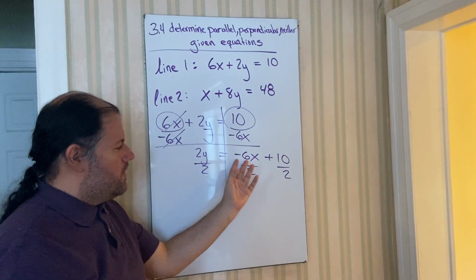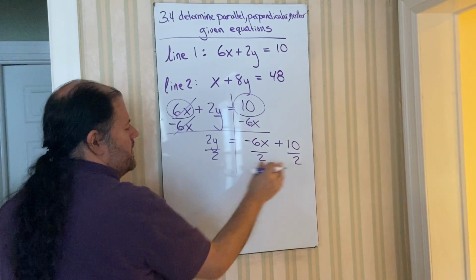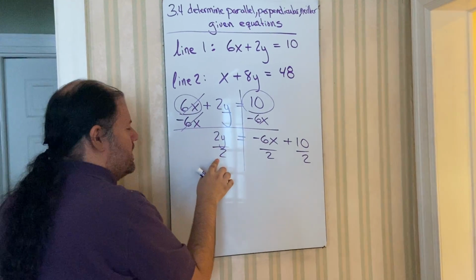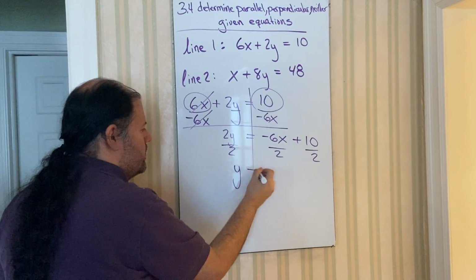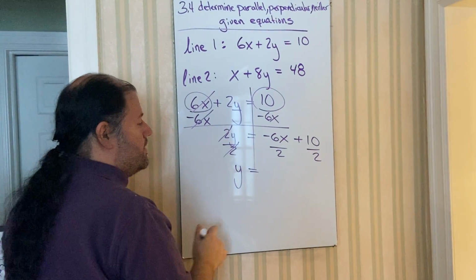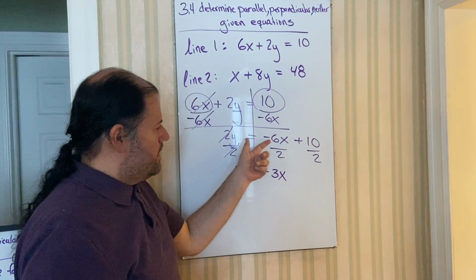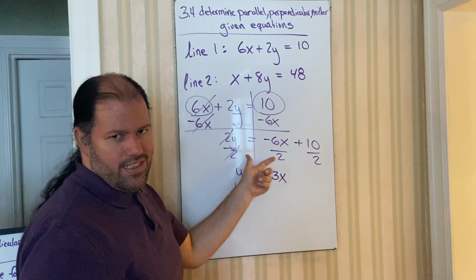So this is one term, this is your second term. That's why there's 2 2's here. So 2 divided by 2, you know that can reduce down to just y. And over here, negative 6x divided by 2, that's going to be negative 3x. Remember, this divides out evenly.